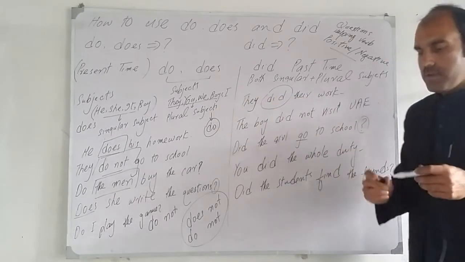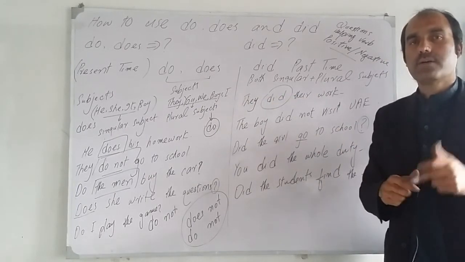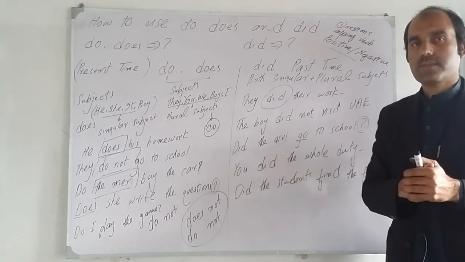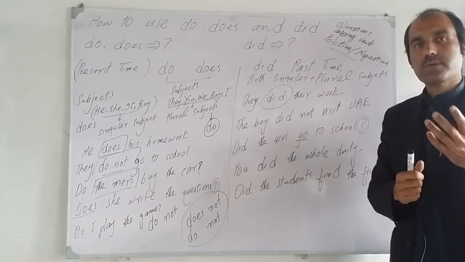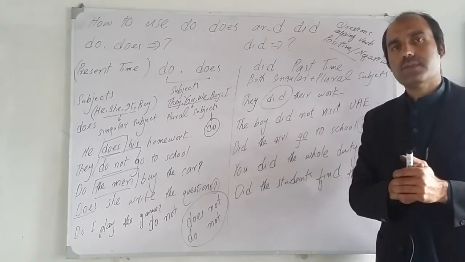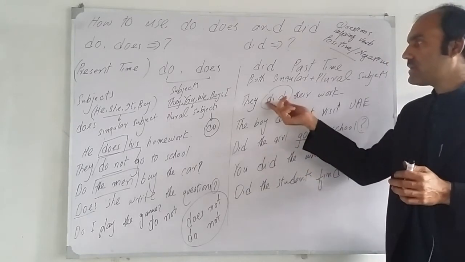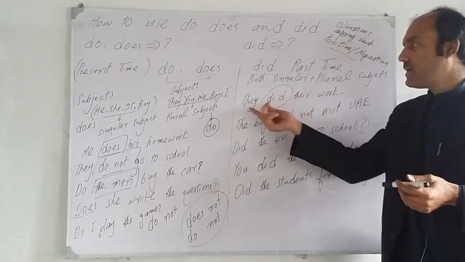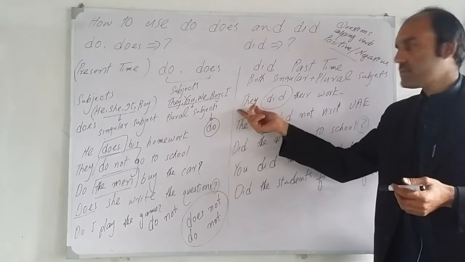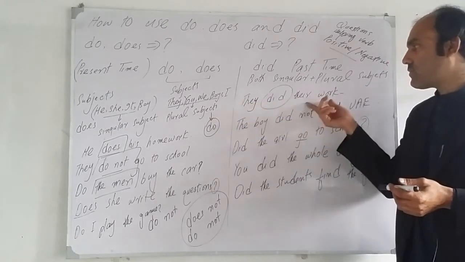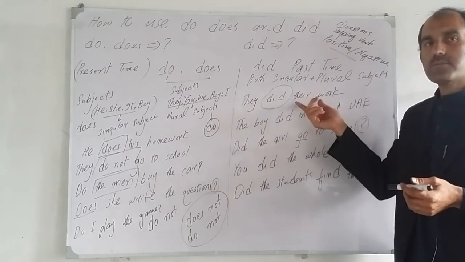At one time you cannot write two verbs in your sentence. One verb you can put in your sentence at one time. So here did is used as a main verb, and the subject of this sentence is they. They did their work. This is called a positive sentence.